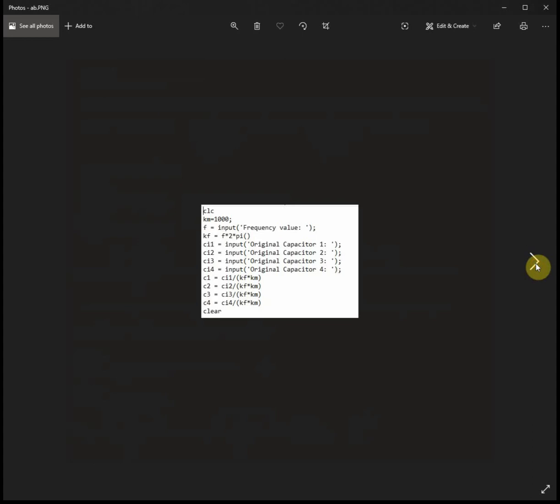Here we can see the MATLAB script that was used to calculate the capacitor values, which we had done using the frequency scaling and the magnitude scaling, as well as the original capacitors that were calculated in the previous page, as you can see in my submission link.